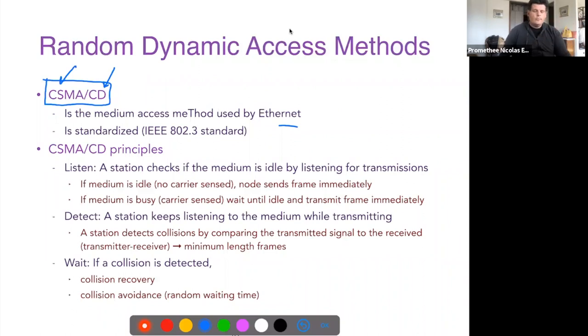And it's very simple. There are three basic bricks here. You listen. First of all, I want to speak. Let me check if somebody is currently transmitting. Nobody? Okay, let me try. I'm starting. But what can happen? Maybe we start together at the same time. And then we realize that, oh, I'm sorry, my bad.